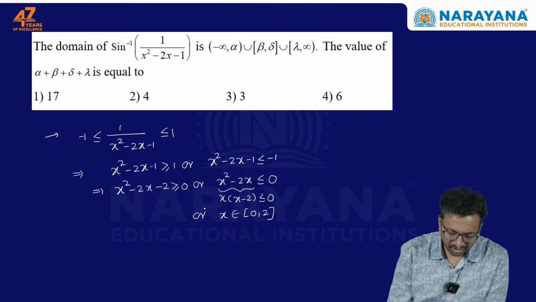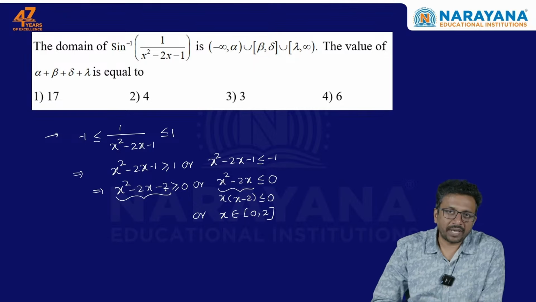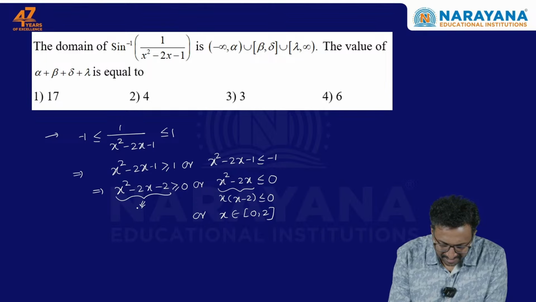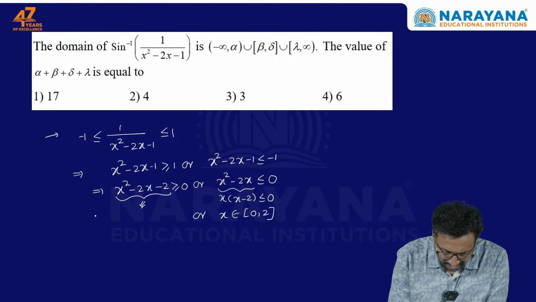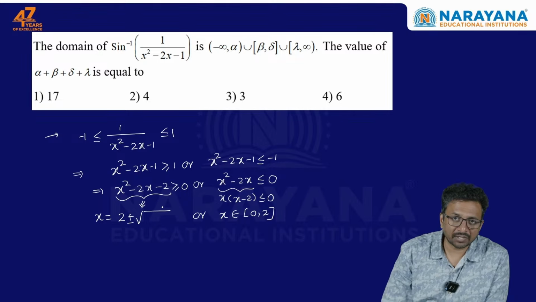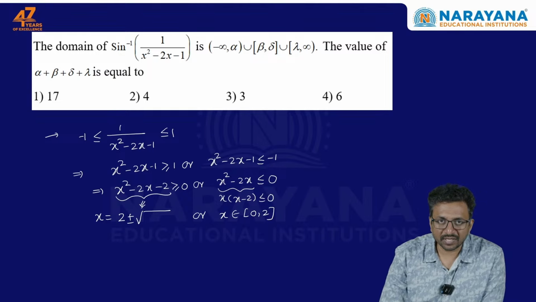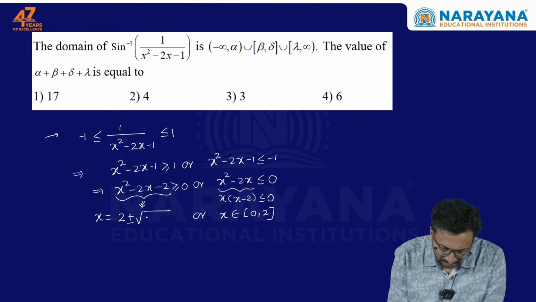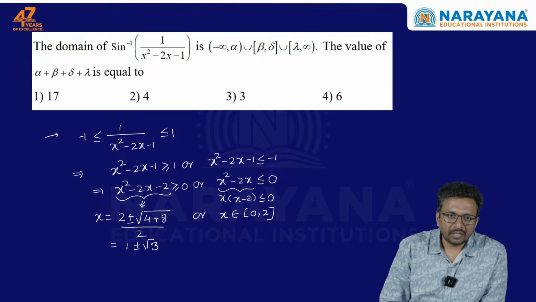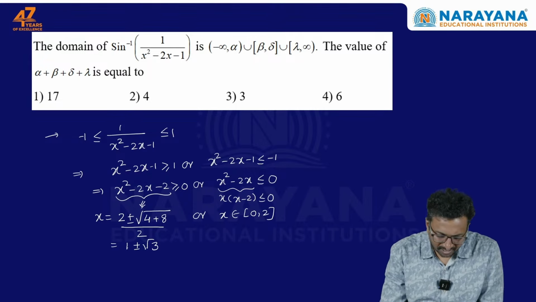On this side, let us try to check. x square minus 2x minus 2 greater than or equal to 0. Quadratic greater than or equal to 0 implies x lies outside the roots. So let us find the roots. x is equal to minus b plus or minus root of b square minus 4ac by 2a. So 2 plus or minus root of 4 plus 4ac, which is 8, by 2. So this is going to be 1 plus or minus root 3. So x has to lie outside these values, right?